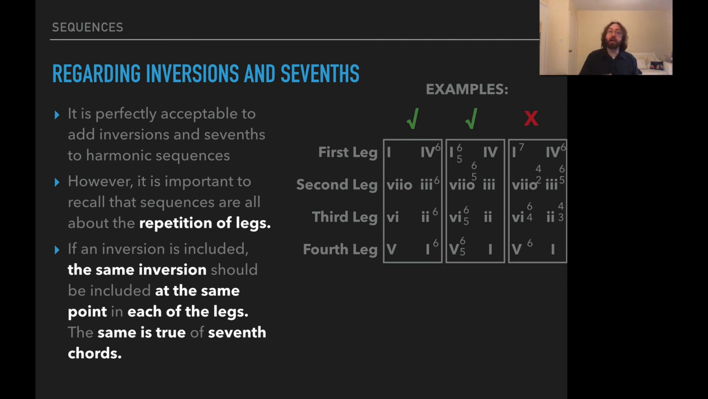Same thing if we had sevenths. If we were adding those, I've added in the second column a first inversion seventh chord to the first spot in each leg. So here we have 1, 6, 5 to 4, 7, 6, 5 to 3, 6, 6, 5 to 2, and 5, 6, 5 to 1. That's perfectly fine. Now, less idiomatic is the last column, which has basically every inversion and seventh inversion that I could think of thrown in.